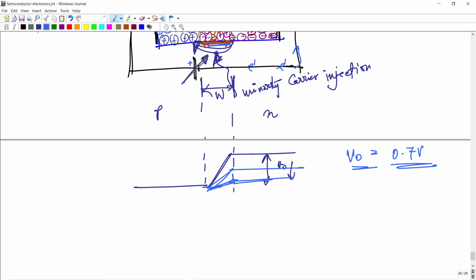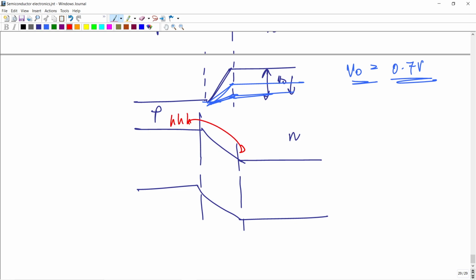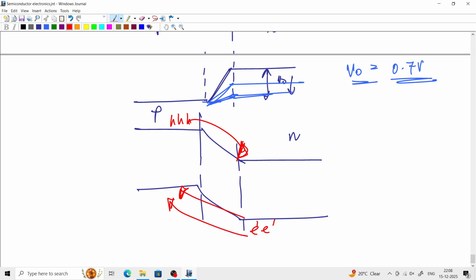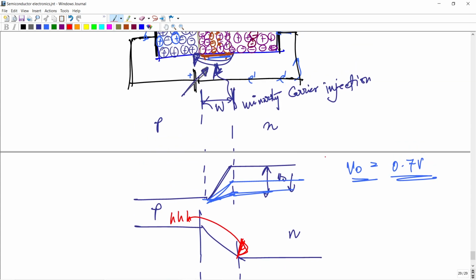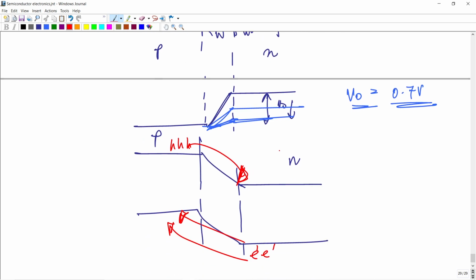Now finally the diagram will look like this. That's the P region, that's the N region. Holes from P to N easily move, and electrons from N to P easily move in that direction, and due to that we get a huge current. So the V0 barrier potential is much lesser, and we get current.